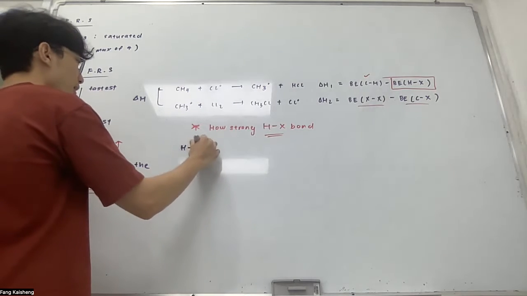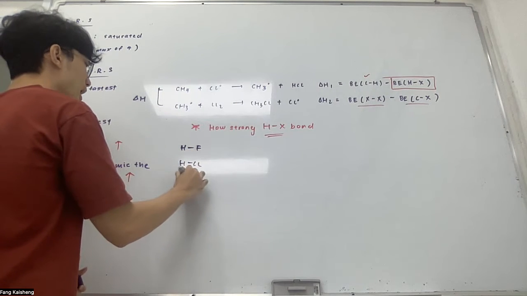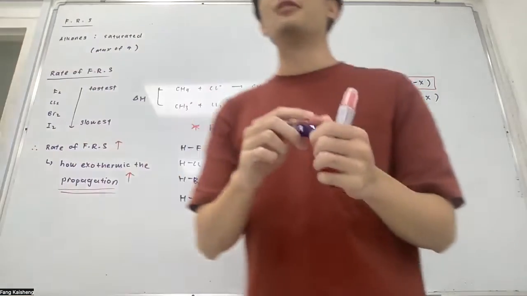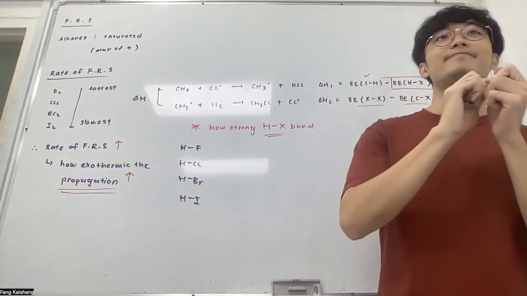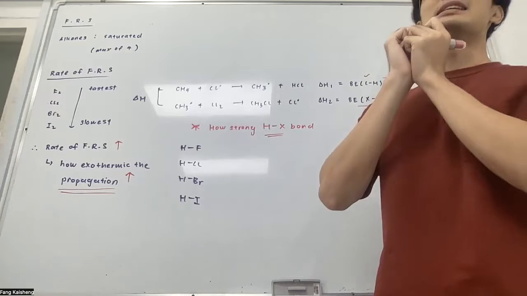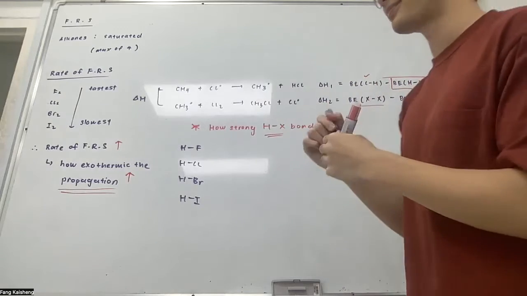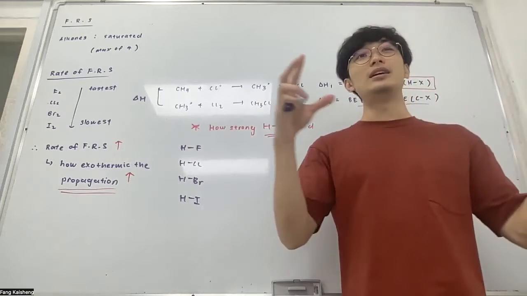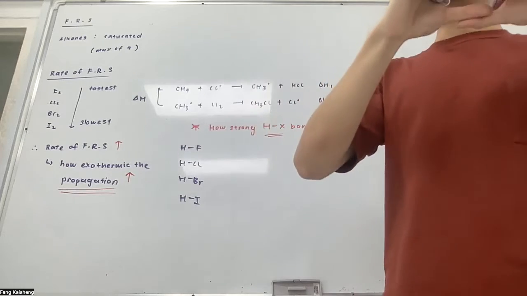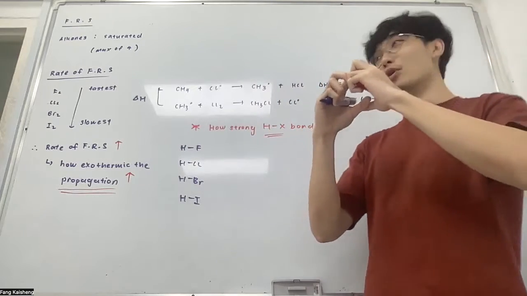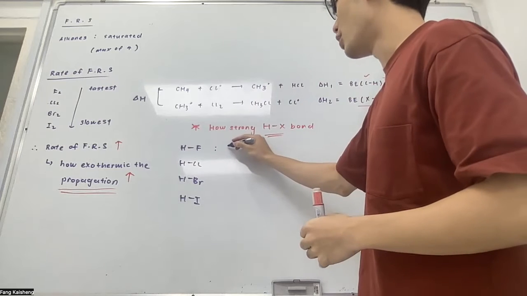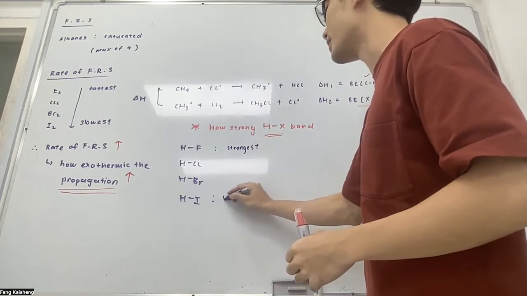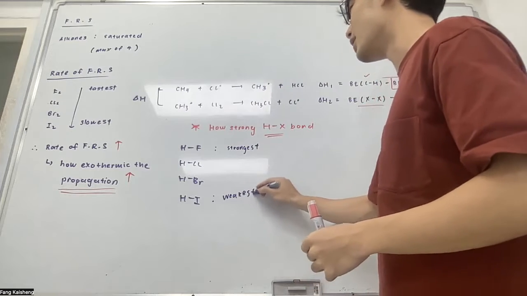So we have HF, HCl, HBr, and HI. Now, first of all, what do you think is the strongest bond out of the four? Chem bonding concept. The strongest is HF because why? Correct. F happens to be the smallest atom, and the smallest atom will overlap the most effectively. So yes, the HF bond is the strongest. And then as you go down, very obviously, the bond becomes weaker and weaker. So the HI bond is the weakest.